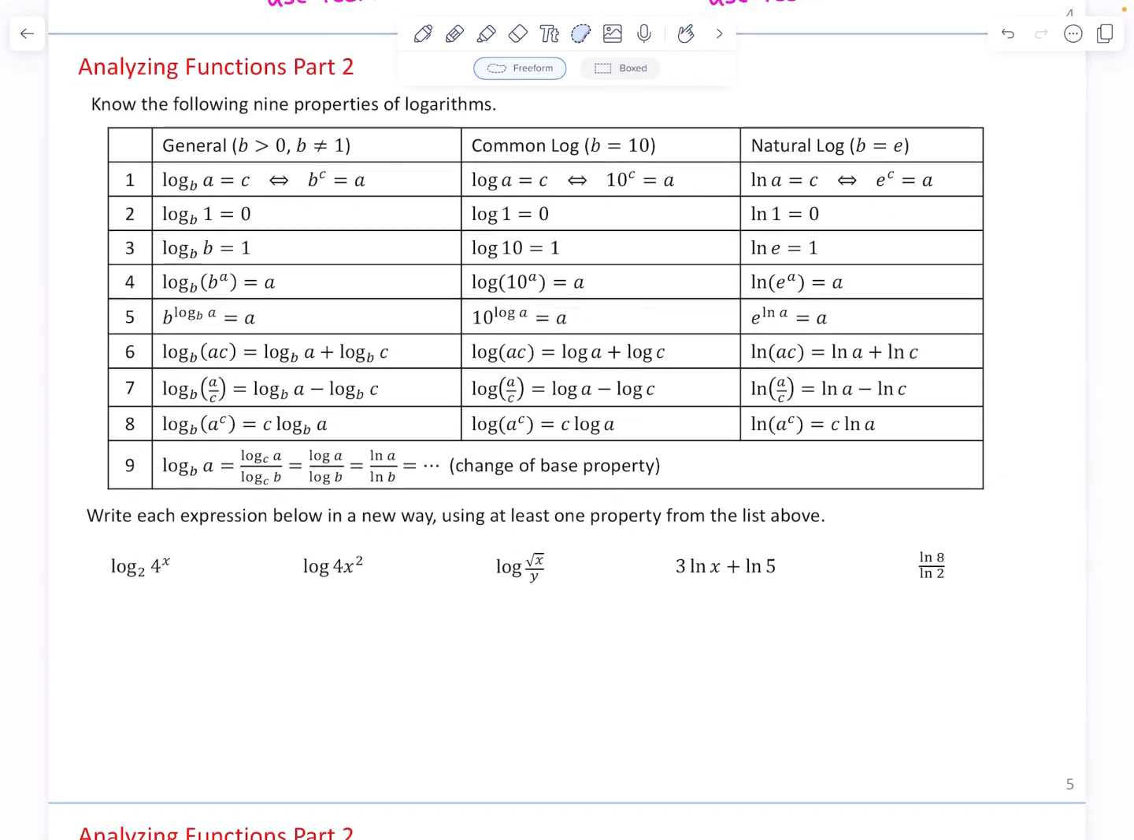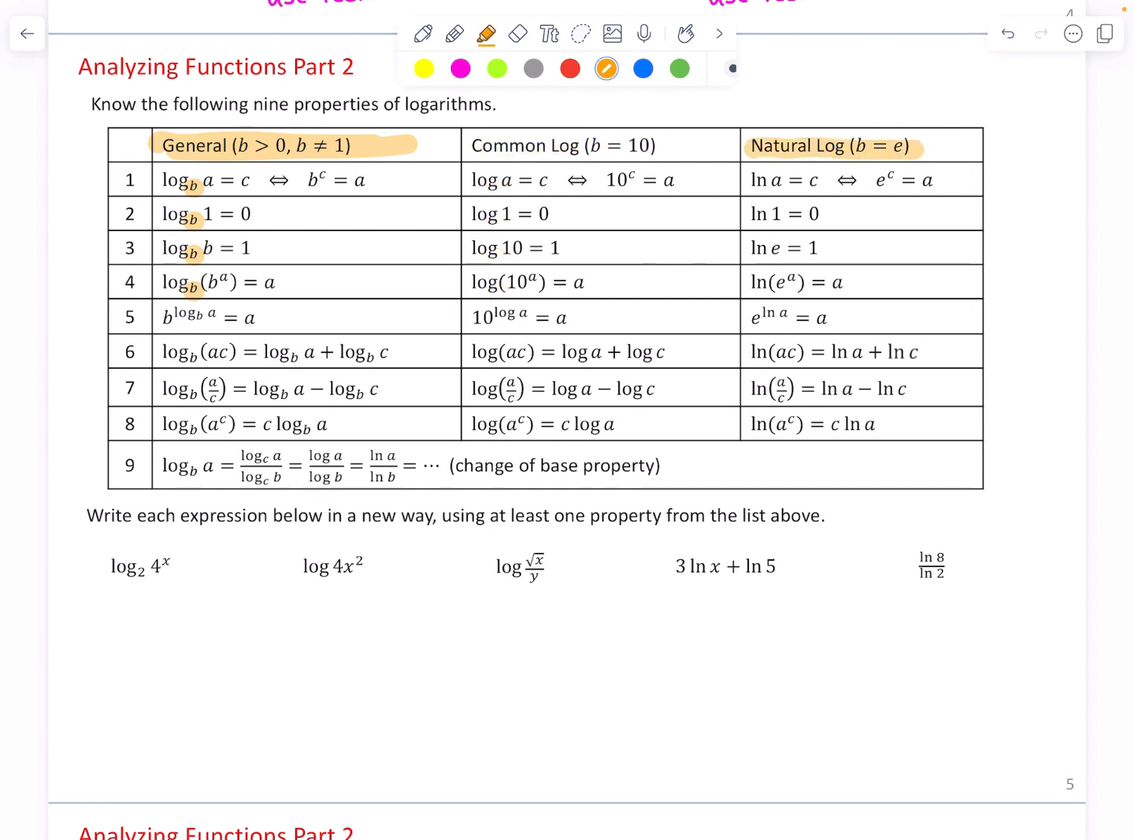Know the following 9 properties of logarithms. Now the properties are all summarized in this first column, where the base b is kept general, and the next 2 columns are just repetitions, but in the specific case where the base is 10. So every time you see a little b as a subscript on a logarithm, you see over here no subscript written, which means that we're talking about base 10.